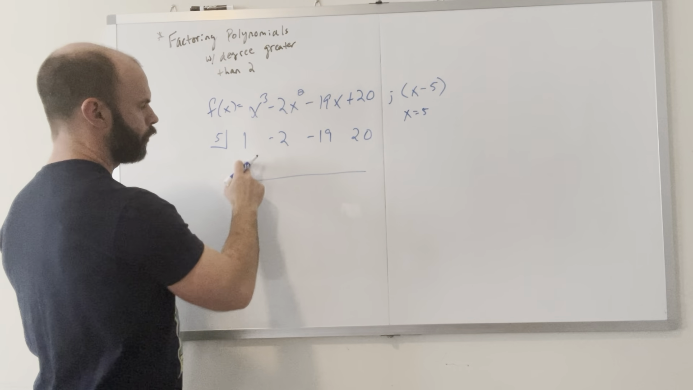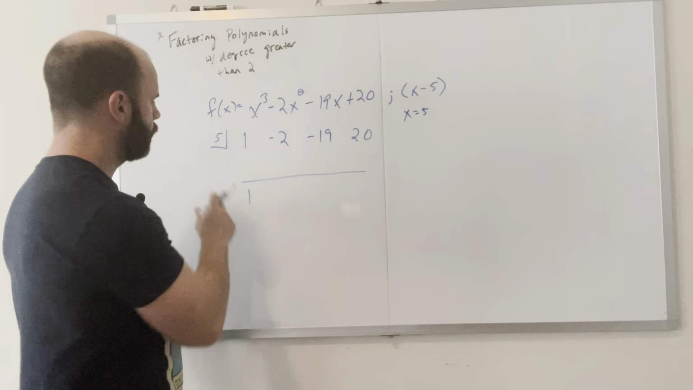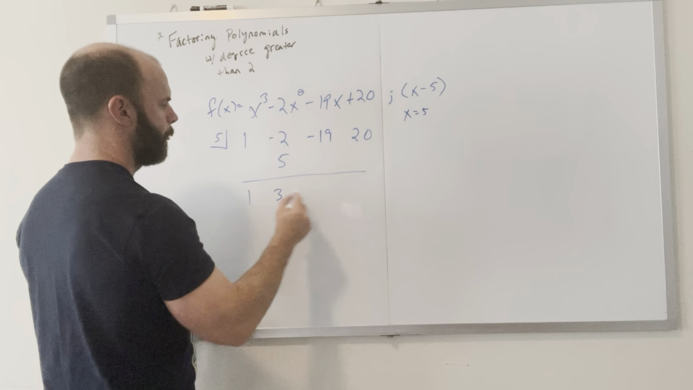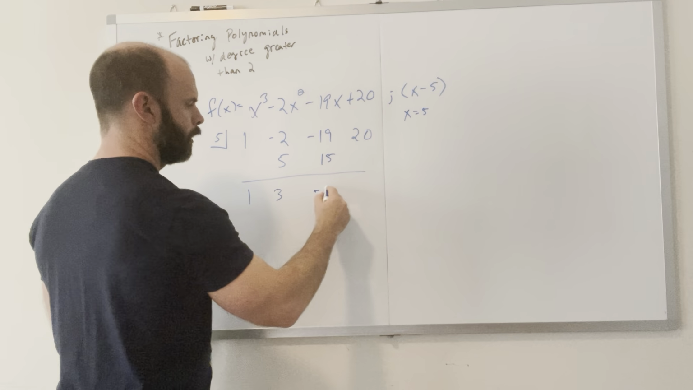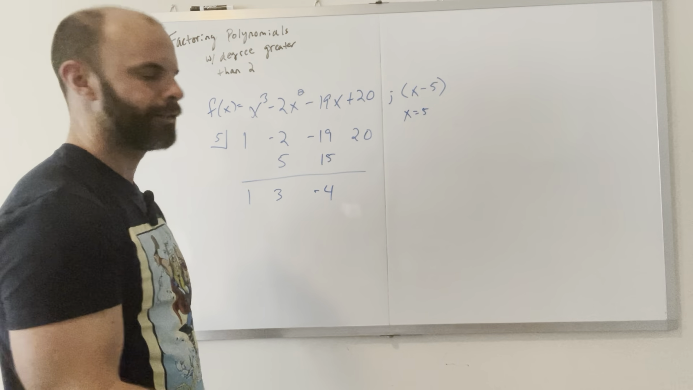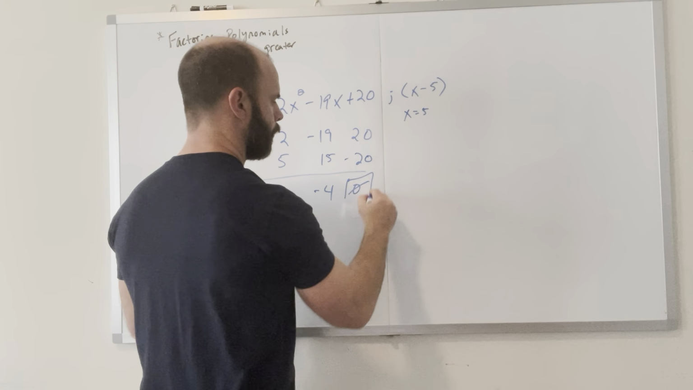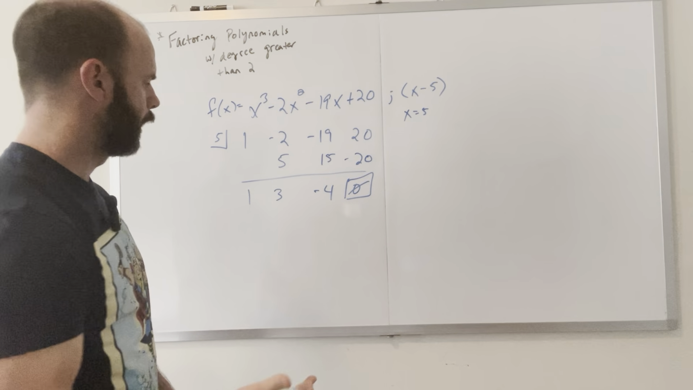Same rules, bring the 1 down automatically. 5 times 1 is 5. Negative 2 plus 5 is 3. 5 times 3 is 15. Negative 19 plus 15 is negative 4. 5 times negative 4 is negative 20. And I get 0. Awesome. That's what I want. Okay?